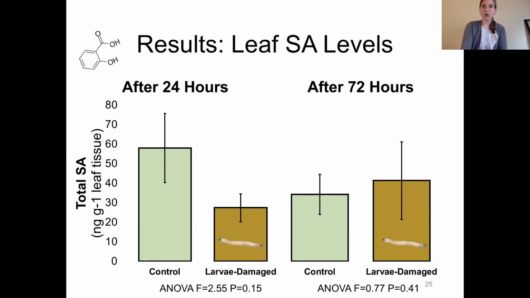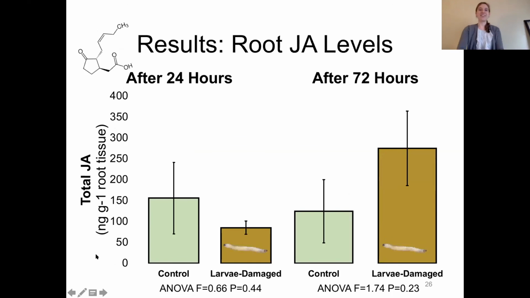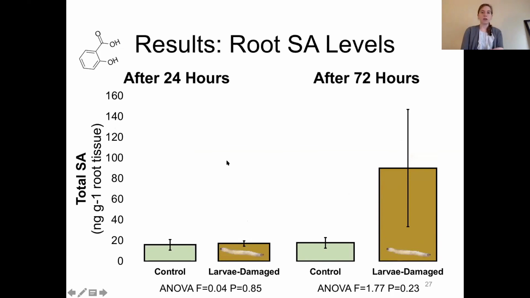on root phytohormone levels, if I can figure out how to share it. So we have jasmonic acid levels for our 24-hour and 72-hour mark as well. And here again, we're not seeing any significant differences, but potentially at that 72-hour mark, it does look like we're trending towards an increase in jasmonic acid levels. So that might be a future direction that we can go down. And then also kind of a similar trend for salicylic acid in the roots, where we're seeing that increase at 72 hours, but no significant differences yet.